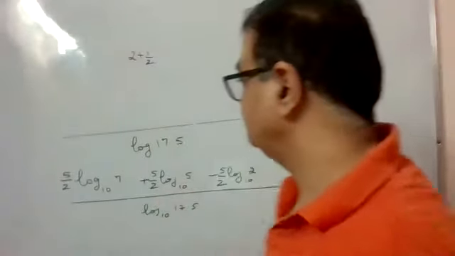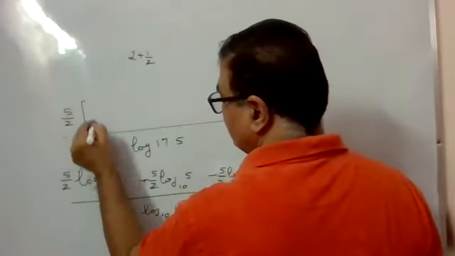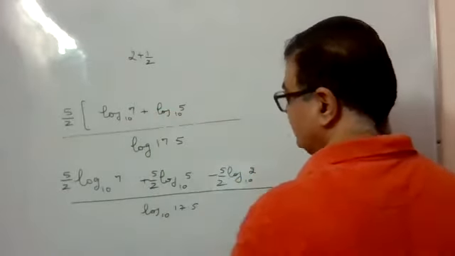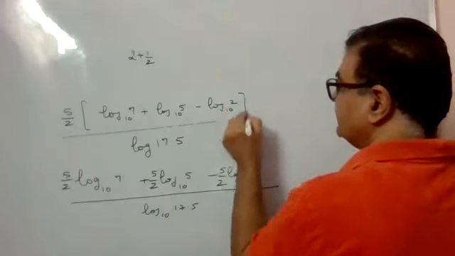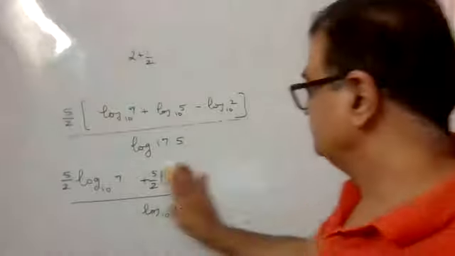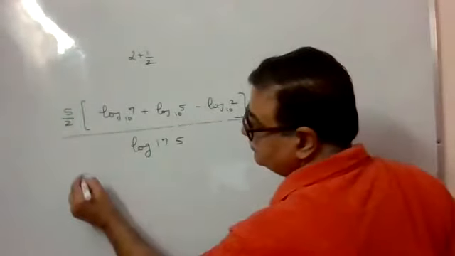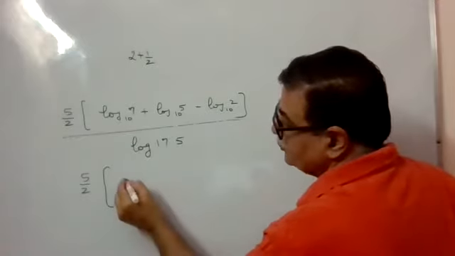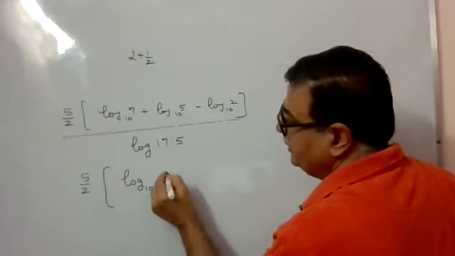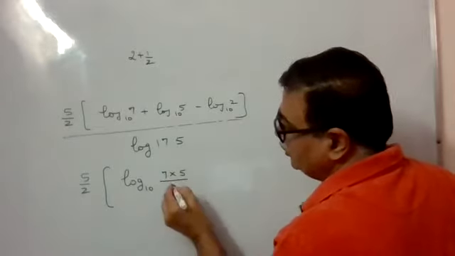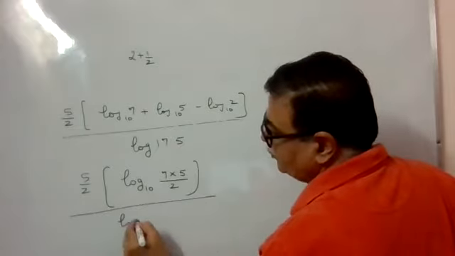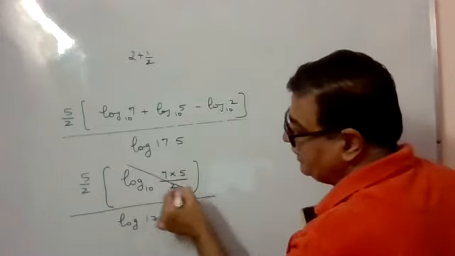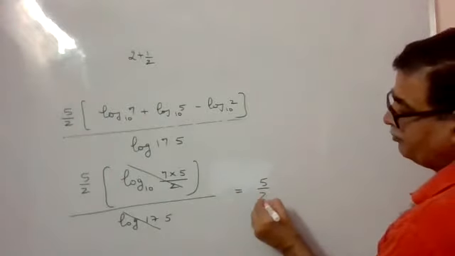So what the numerator now? 5 by 2 is common in total. Left is log of 7 with base 10 plus log of 5 with base 10 minus log of 2 with base 10. Now when you solve it, what it will come? Log A plus log B minus log C. So whatever plus sign will be in the numerator, 7 into 5 whole divided by 2. And this has come out to be log of 17.5. Ye 35 by 2 is 17.5 only, so this part clearly got cancelled out. Your answer come out to be 5 by 2.